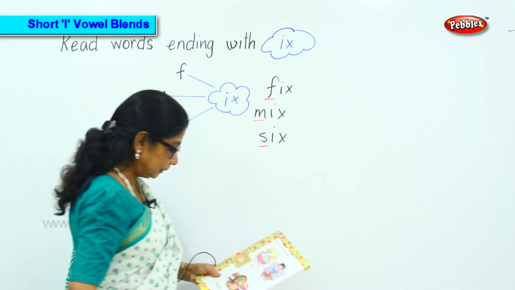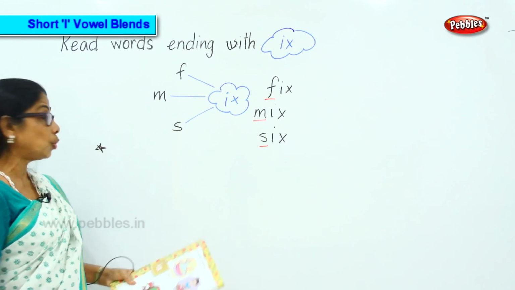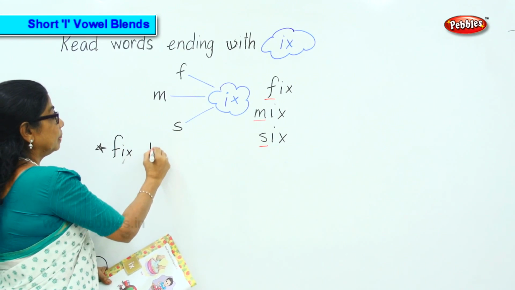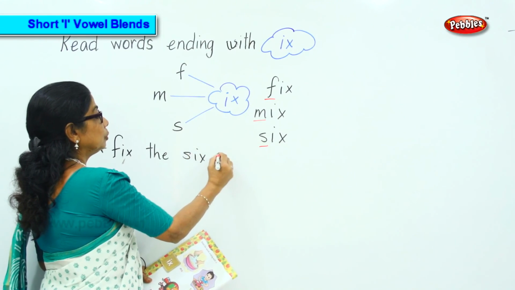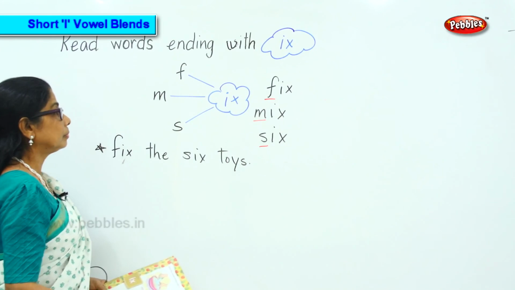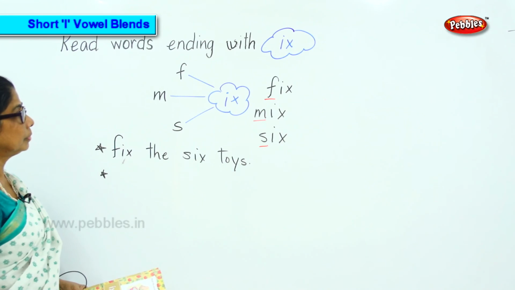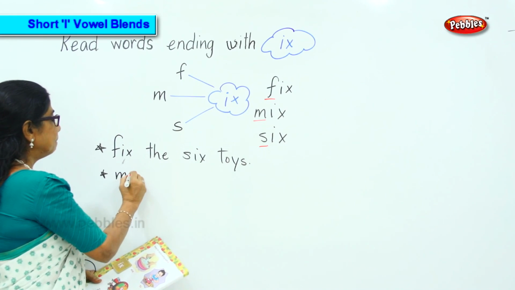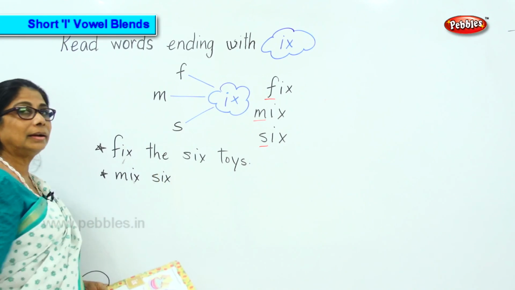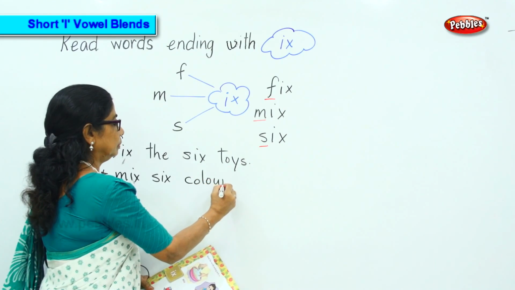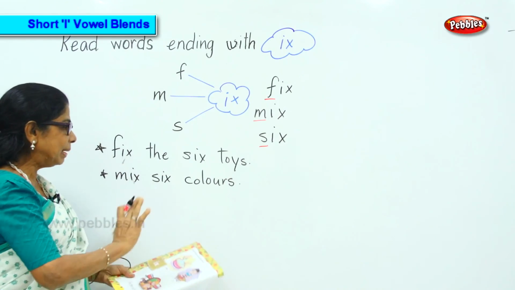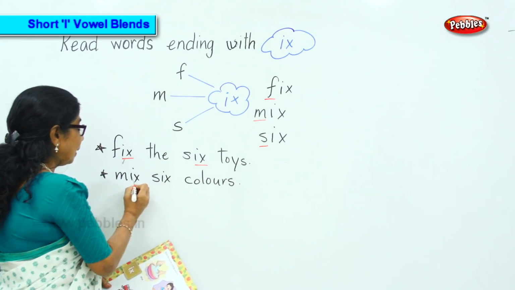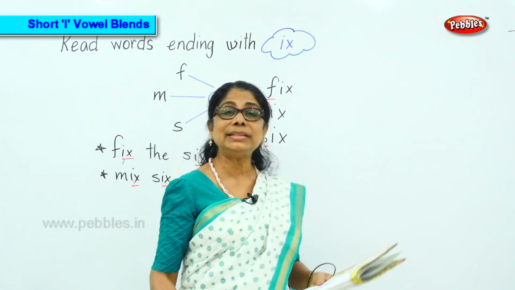Let's create some sentences. Fix the 6 toys. Fix. The 6 toys. Okay? Mix 6 colors. Okay, fix the 6 toys, mix 6 colors, not 1 but 6 colors you are going to mix. You have fix 6, mix 6, using words ending with IX.